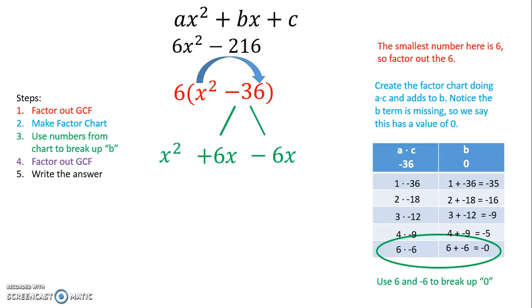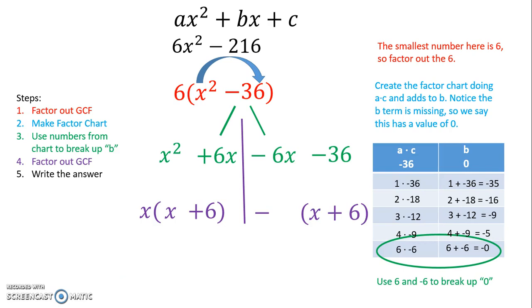Bring down your x squared and your negative 36. Split it down the middle. Factor your left side. On the left side I have an x in common. So I'm going to divide x squared by x and get a single x. 6x divided by x gives me a positive 6. Bring down my sign in the middle. Copy and paste. 6x divided by 6 gives me x. 36 divided by 6 is 6, so I write down 6.